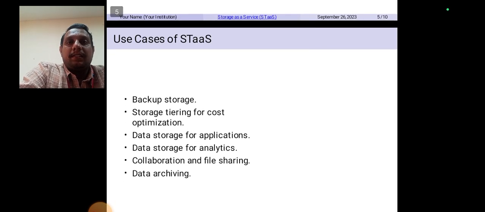Use cases of storage as a service. Backup storage, we can use storage as a service as backup storage, storage tiering for cost optimization, data storage for applications, data storage for analytics, collaboration and file sharing, and data archiving.